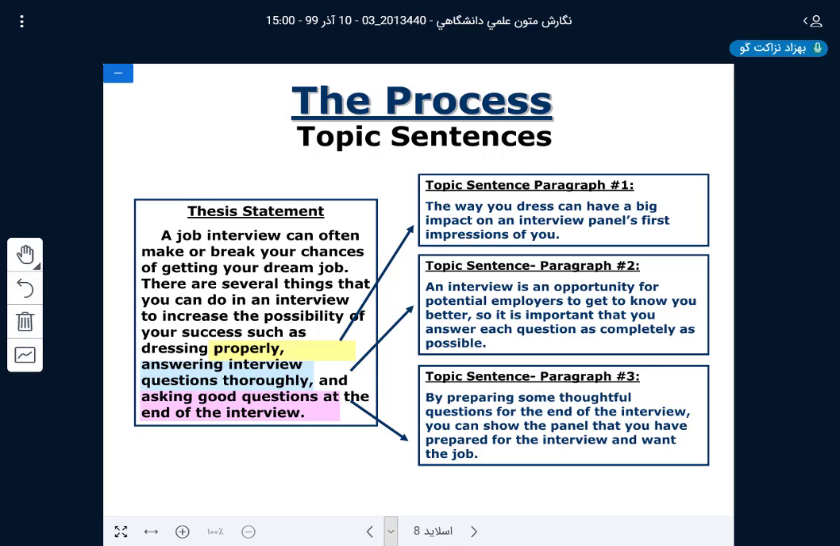Erfan, will you please help me to read this part? Of course, sir. The left part. Yes, please. The left part is a part of the introduction paragraph, okay?